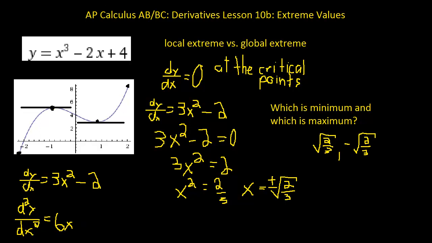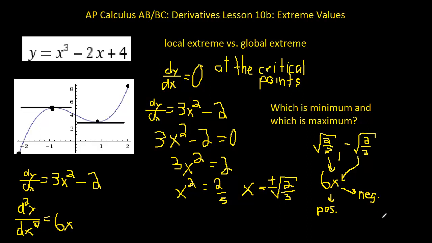So now, copy this one over. We've got 6x. So let's plug it in. We actually don't even have to plug it in. We can see right away that if we take this value and plug it in here, then the answer is going to be positive. And if we take this value and plug it into the second derivative, then we're going to get a negative answer.